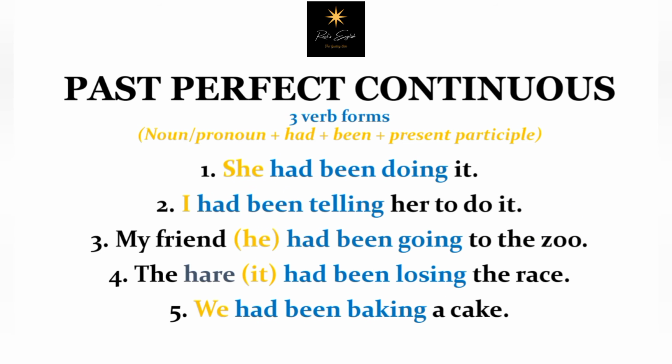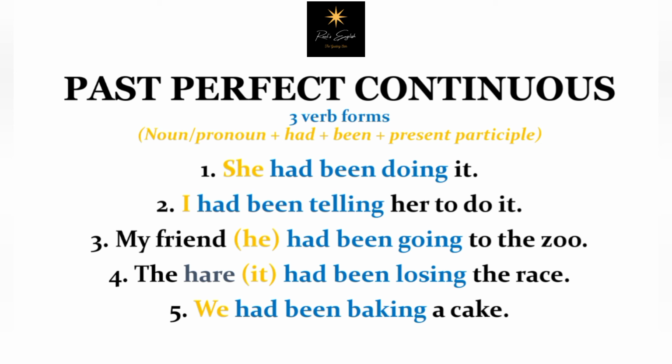And finally, past perfect continuous. Three verb forms, just like the tense name: past perfect continuous. 1, 2, 3. So three verb forms. Noun, pronoun, had been, present participle. She had been doing it. Had been doing. I had been telling her to do it.